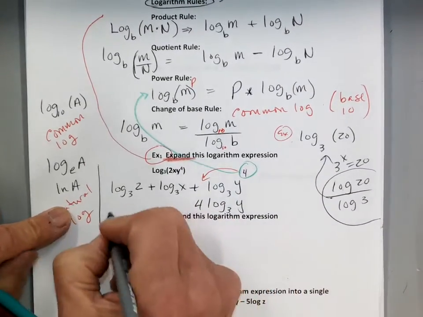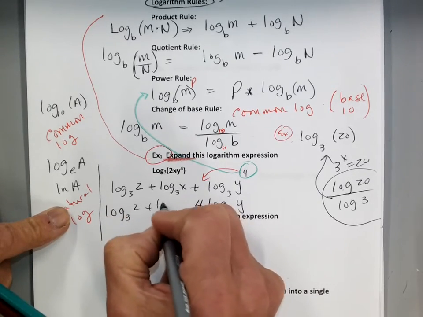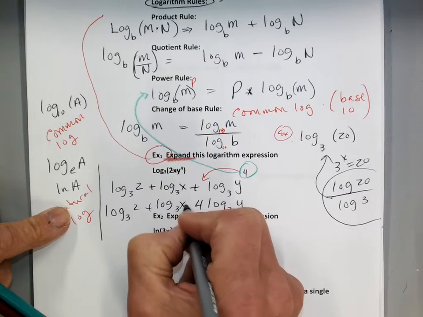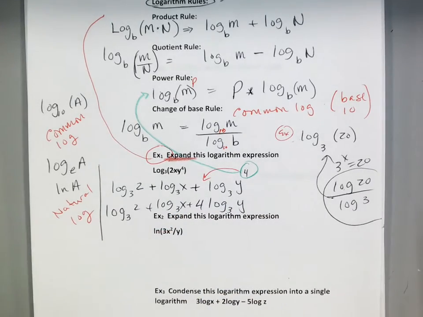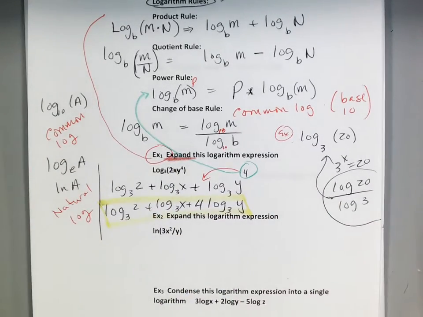So now let's go ahead and finish it. I got log base 3 of 2 plus log base 3 of x plus 4 log base 3 of y. Okay, now let me go ahead and highlight that because that's the answer. That is expanded. Okay, that's expanded. Okay, example 2. Let's expand example 2.